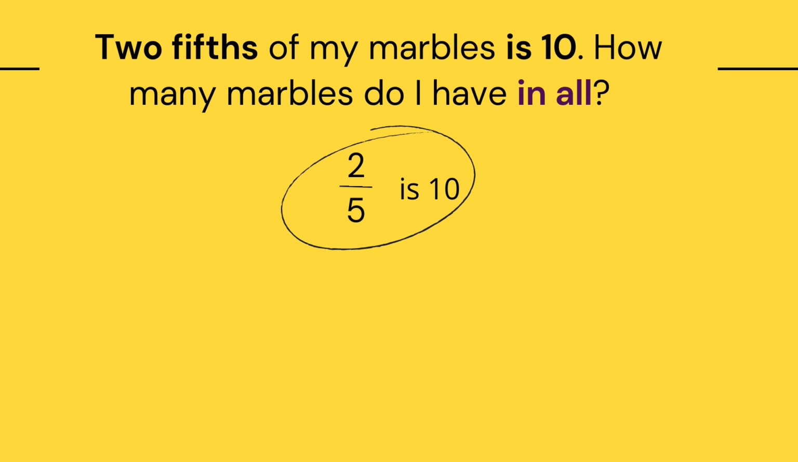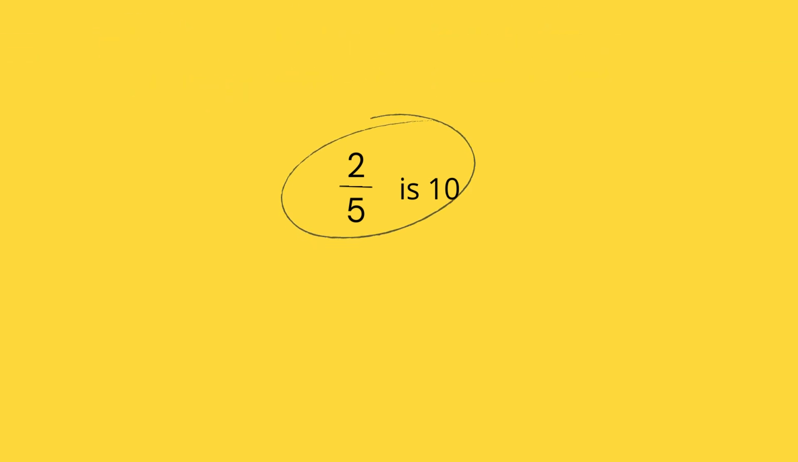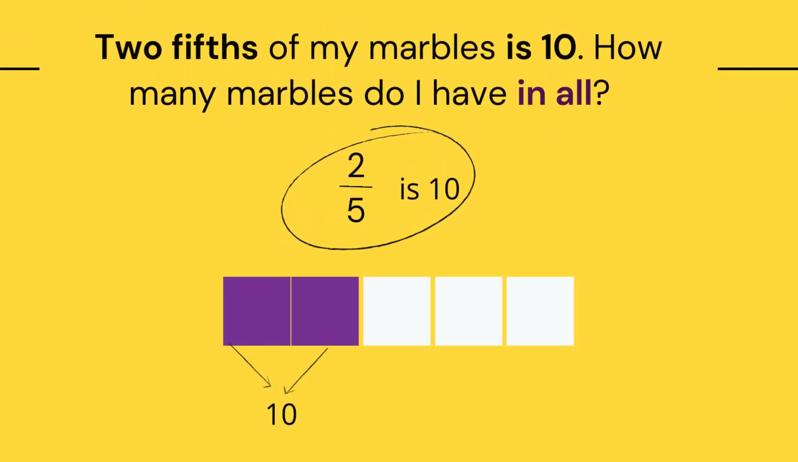So we've established that we have to find the whole. So what else is important? Well, 2/5 is 10. This is important information that the problem is telling us. They are telling us that 2/5 of my marbles is 10. So since we know that 2/5 is 10, how do we approach finding out all of my marbles? How many marbles I have in all?